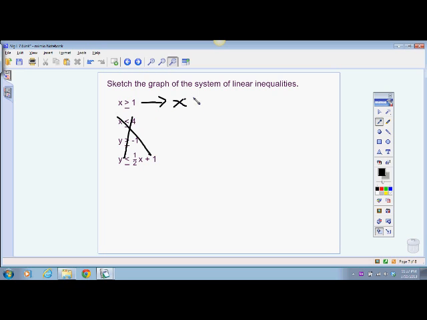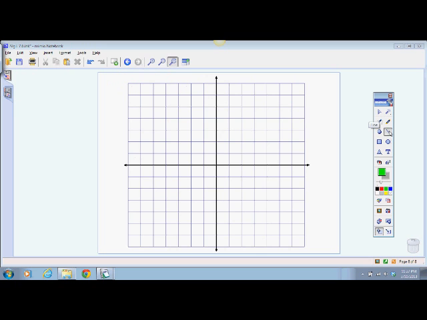x is greater than or equal to 1. I'm going to think of it as x equals 1. Remember, an x equals line is vertical. So we're going to draw a vertical line through 1, and because it can be equal to, it'll be a solid line. So I'm going to draw a solid line through x equals 1. This is the x-axis, this is the y-axis, and I'm going to make this line a little bit thicker. Okay, so that's the line x equals 1.